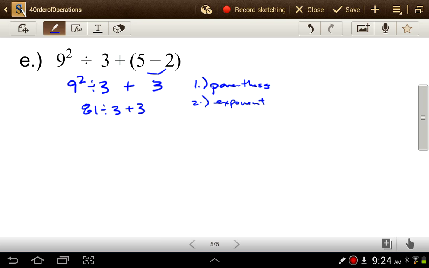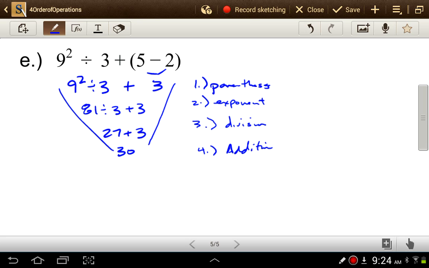So now I have division and addition. So the next step is division. 81 divided by 3 is 27, so I do 27 plus 3. And then the last step is addition. Okay, and 27 plus 3 is 30. Again, look at my work moving down in a triangle to my final answer of 30. Okay, so that's how I want your work to look when you're doing your examples.